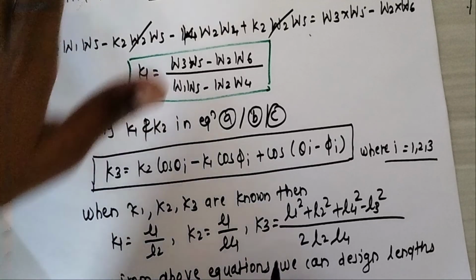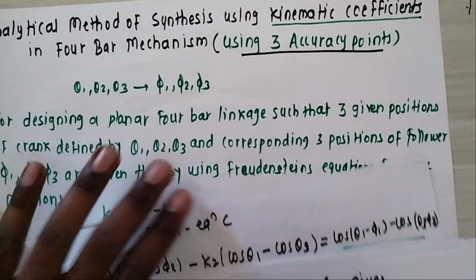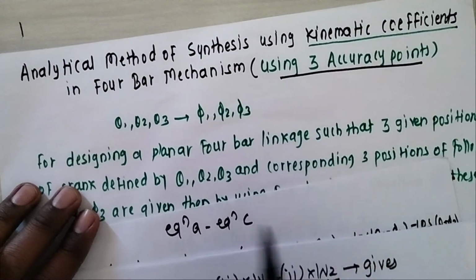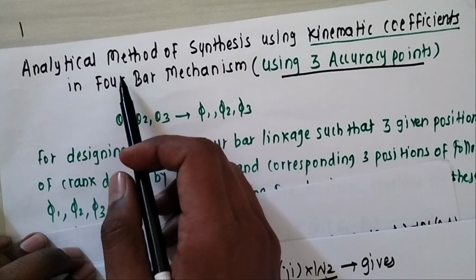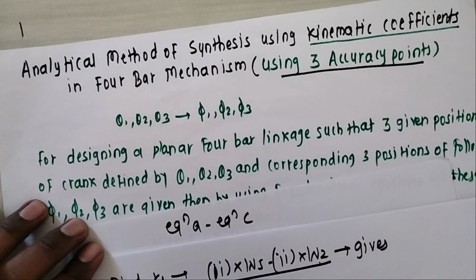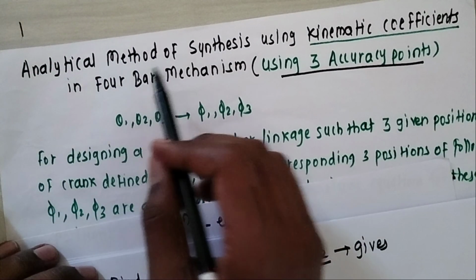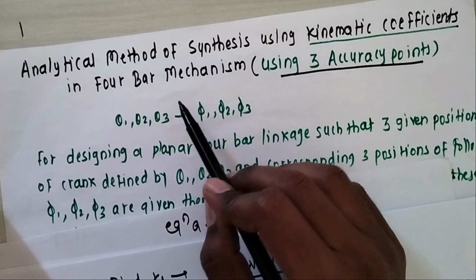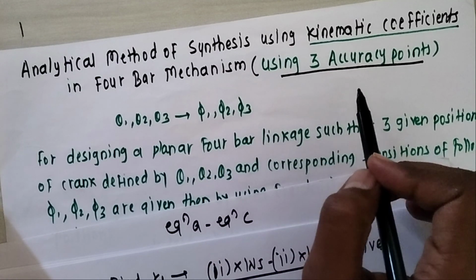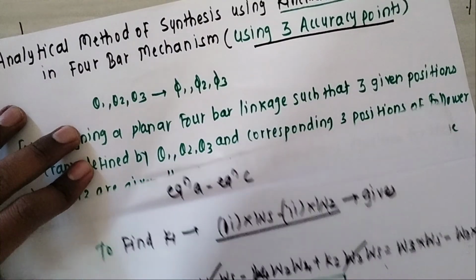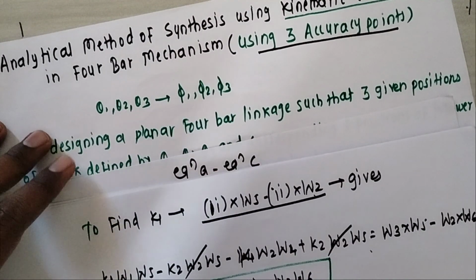So this is your procedure for dimensional synthesis by using the analytical method, that is the analytical method of dimensional synthesis using kinematic coefficients for 3 accuracy points. So we discussed the procedure. Next we will see a numerical on this topic.